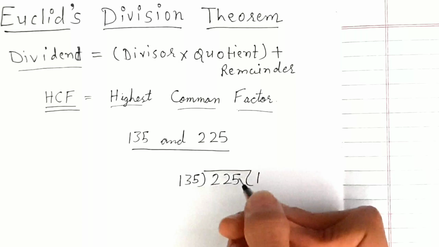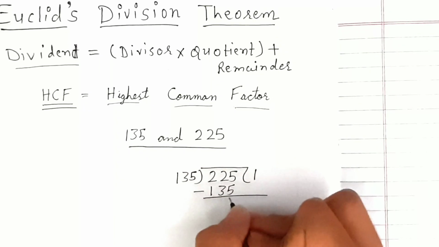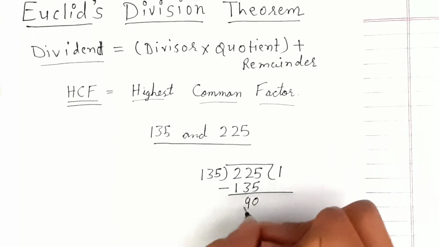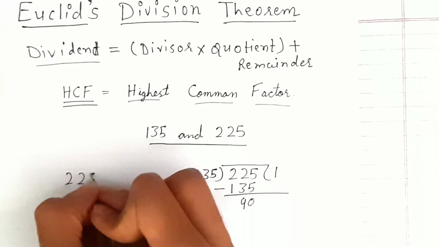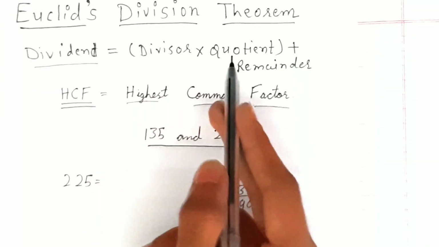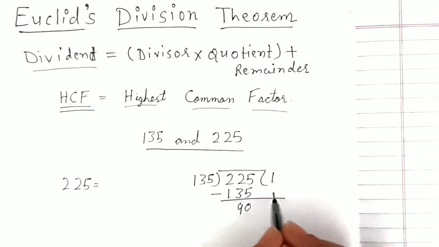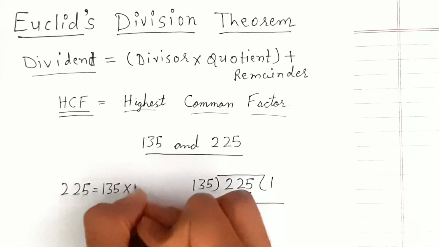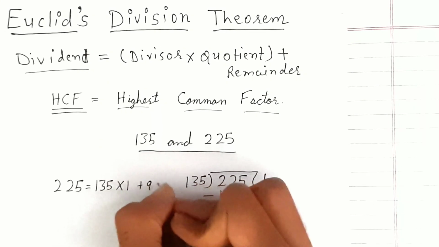We'll take 1 because 2 times is bigger. So we'll subtract 135, we'll get 90. Now what we need to do is we'll take 135 as the dividend and 90 as the divisor. But first we'll write down an equation, that is dividend, in this case 225, is equal to divisor into quotient, that is 135 into 1, plus remainder. What is the remainder? Over here it's 90, so we'll add 90 to it.